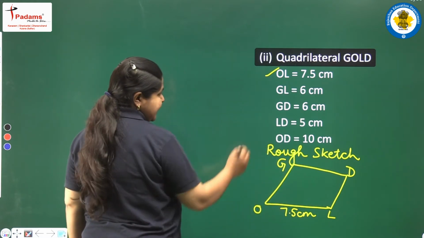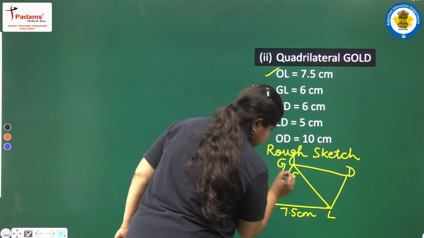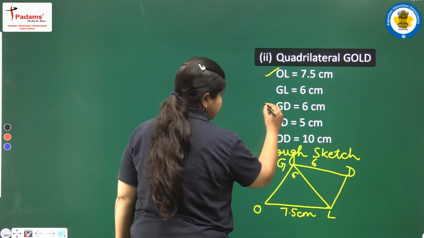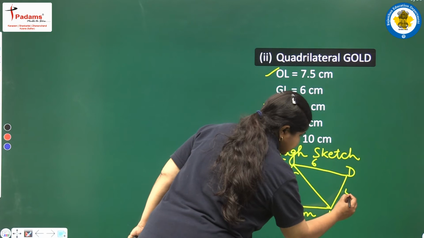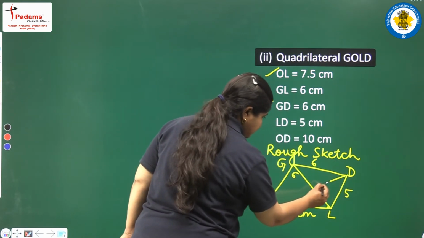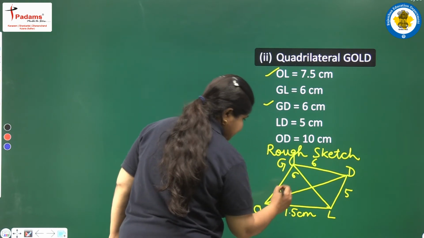Then we have GL. GL is this diagonal. This is 6 centimeters long. Then GD is 6 again. LD is 5. Which is LD? This one, this side. Then we have OD. OD is this diagonal and it is 10 centimeters long.